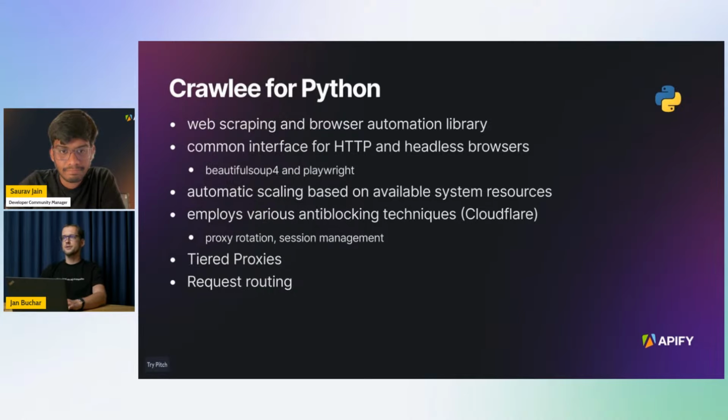It provides a common interface for plain HTTP scraping and also for headless browsers, or even headful if you want to do some debugging. And currently we support Beautiful Soup for static sites and Playwright for the other sites. We also have a PR open for Parsel, which is similar to Beautiful Soup, but should be better in some ways. Well, let's not dive into that. We also have automatic scaling based on available system resources. I'll come back to that later. And we have some anti-blocking measures.